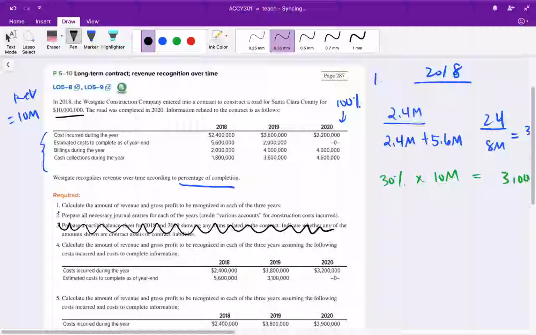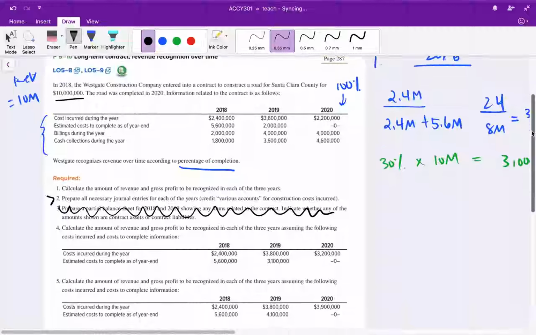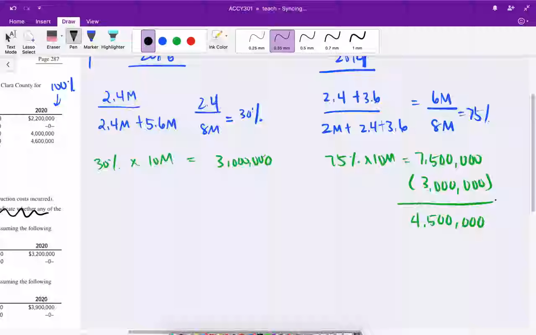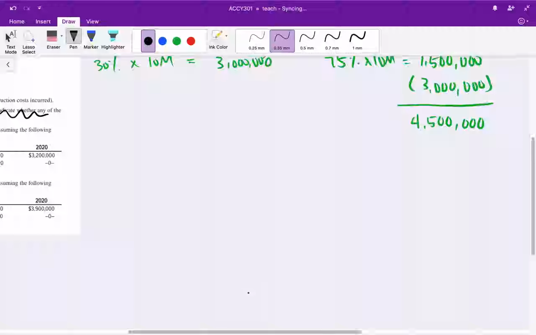And then we're going to move on to number 2. So we'll be creating the journal entries, and typically for this type of question, there are 3 types of journal entries you need to create. The first one is to record construction costs.